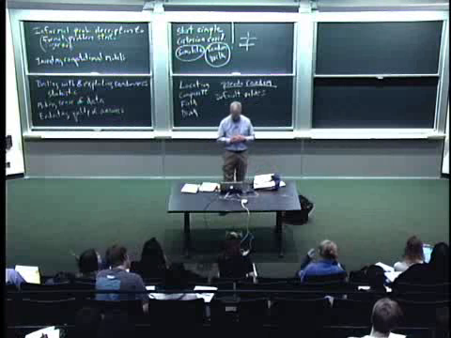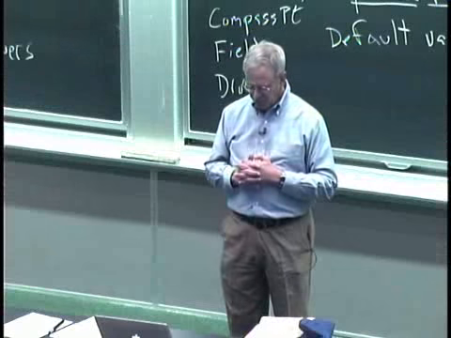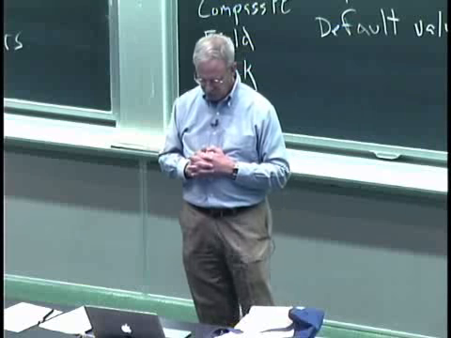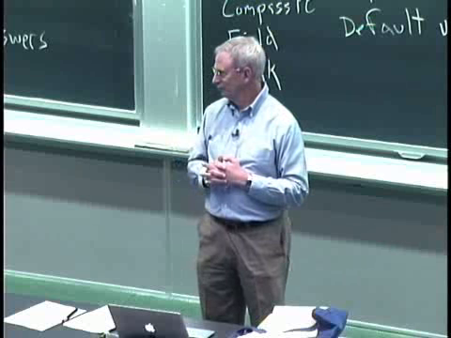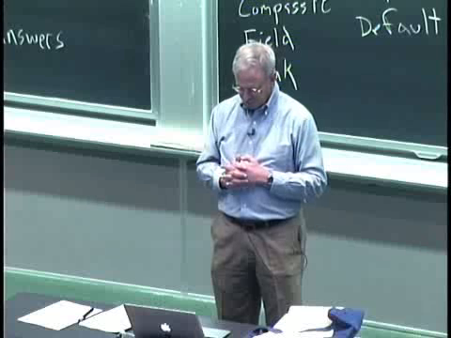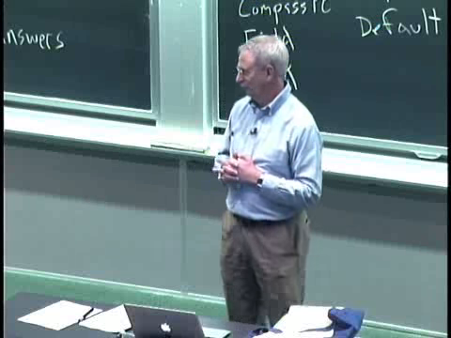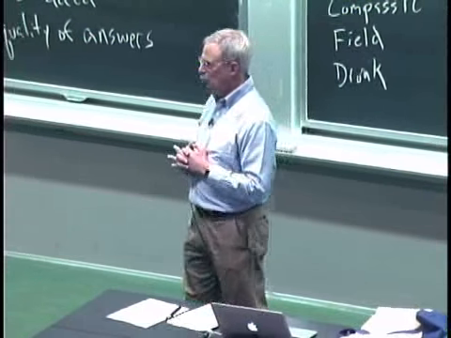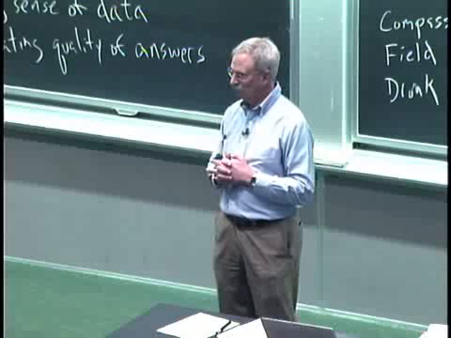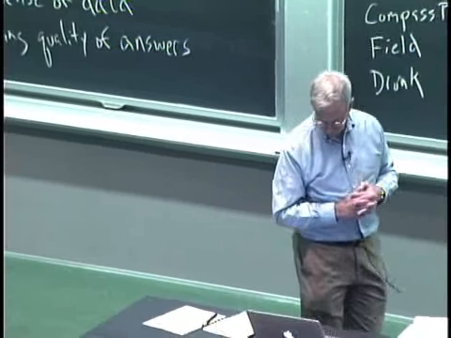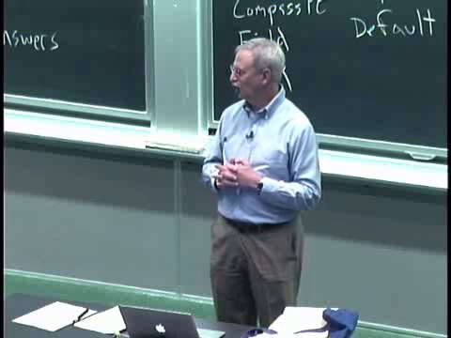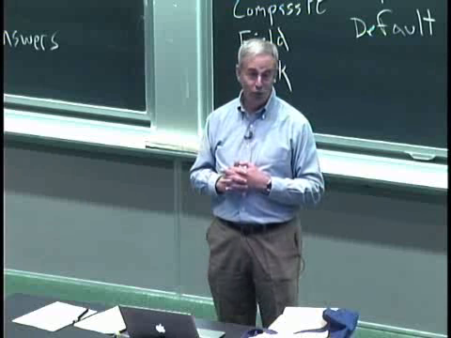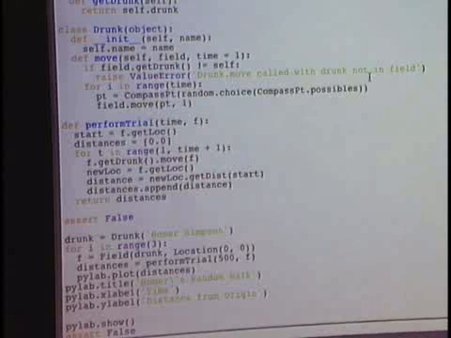And then what it does is it says if field.getDrunk is not equal to self, raise an exception. Okay, you've asked me to move a drunk that doesn't happen to be in the field. That's not very interesting. But now we come to the interesting part. For i in range time, here, by the way, range does have a default value of 0. And since I didn't supply it, it used it.